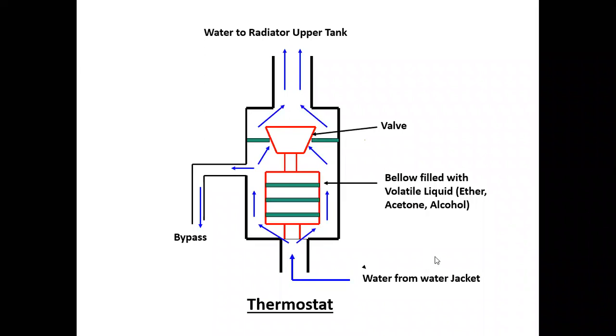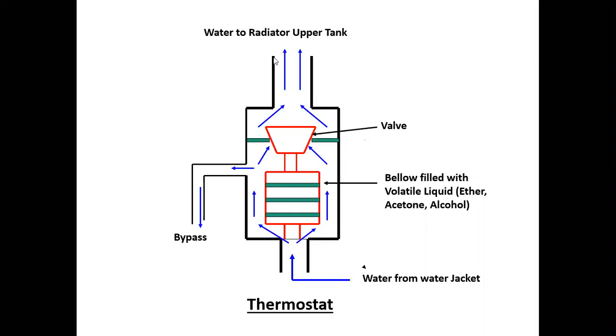There is a flow of water to the cooling jacket, and that water carries certain heat from the engine, and that hot water is supplied to this thermostat. As this hot water comes in contact with the bellows, it increases the temperature of the liquid present inside the bellows, and because of its rising temperature, it starts to expand. As it expands, this bellows also expands, and this enables this valve to move upward. As this valve moves upward, the water will flow through this valve and then be supplied to the radiator.